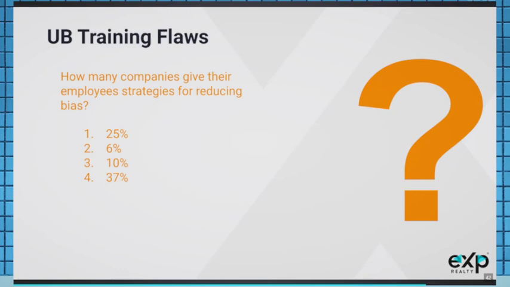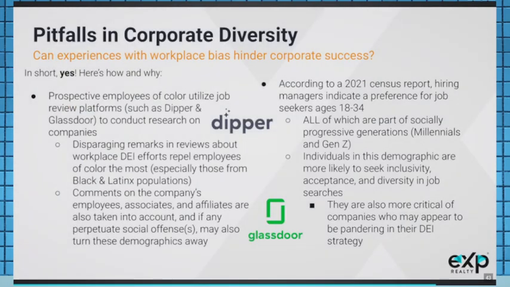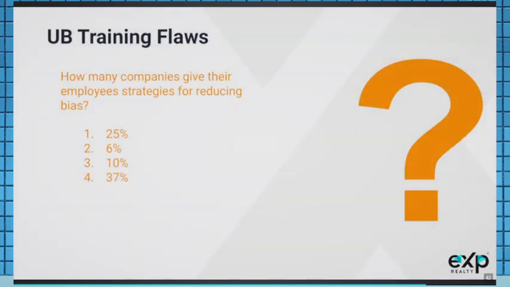Now, how many companies give their employees strategies for reducing bias? What do you think? We're not talking about giving them unconscious bias training. We're talking about actually giving you strategies to address them. Six, 10. So I don't have the answer there, but the answer is 10%. Right? So that's where we have to step up and actually give you some strategies.